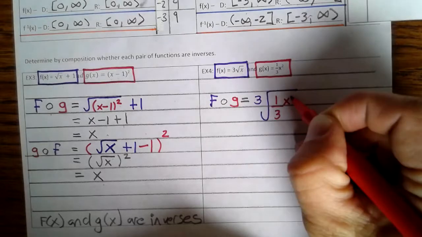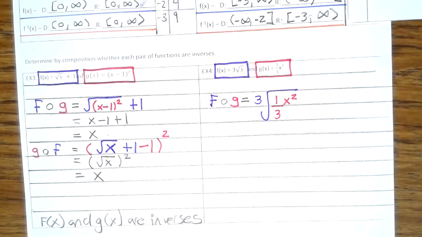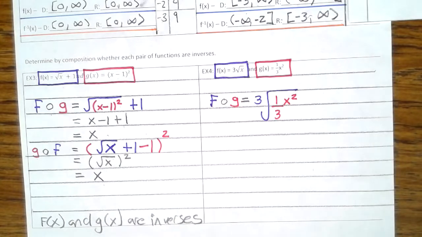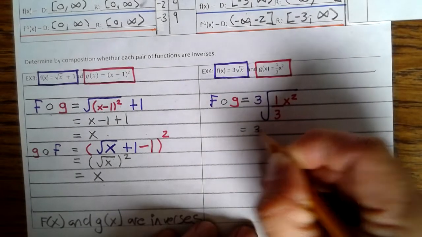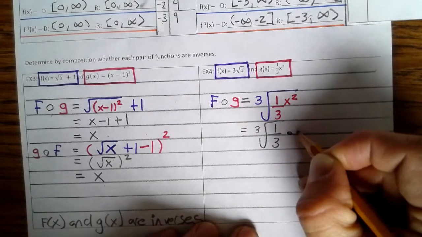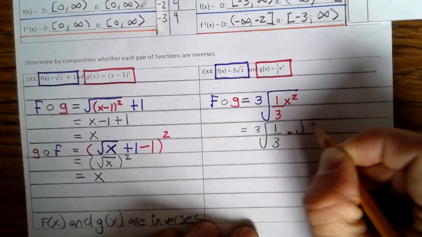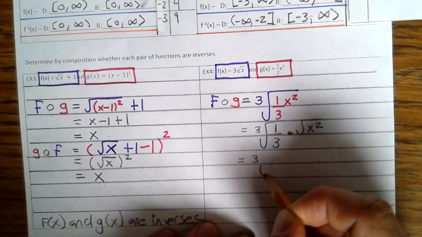So then we'll simplify. So that's 3 times the square root of 1 divided by 3 times the square root of x squared. So we're left with 3. There's nothing you can do with the square root of 1/3, so we just leave it as square root of 1/3 times the square root of x squared is x. This doesn't simplify to be x, so we stop, because once one of these is not equal to x, it doesn't matter. They both have to be.